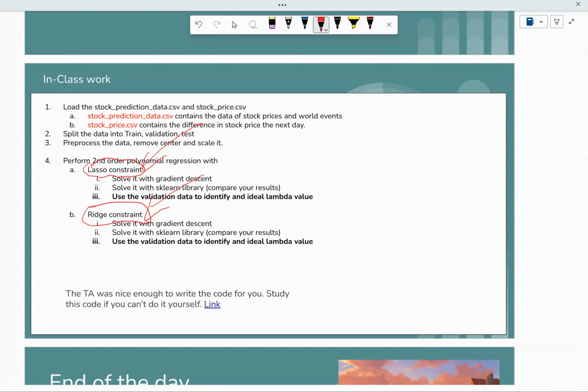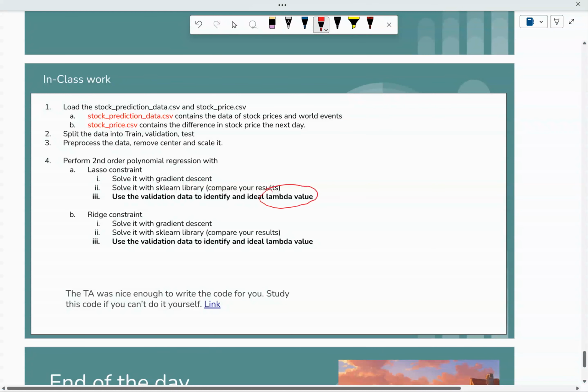You can take your code and see if you can achieve it. Run it three ways: using gradient descent yourself, your own, and then with the SK library, and then use the validation data to identify the ideal lambda value. Remember, when you have a regularizer, you add a lambda value in front of it. So you want to test it out to see what lambda values make sense when you do the validation.